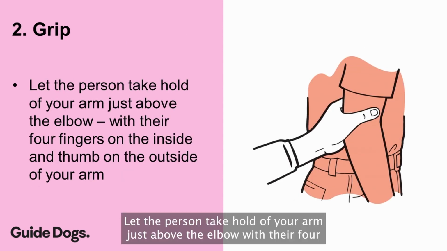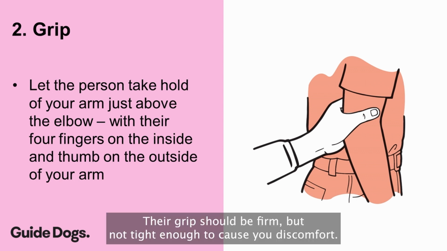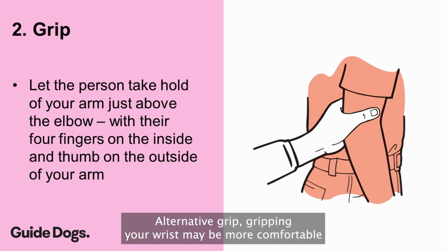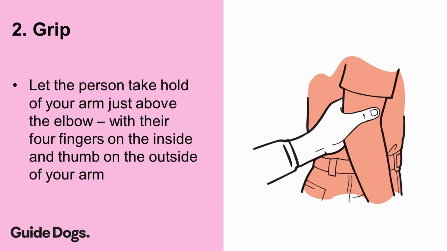Grip. Let the person take hold of your arm just above the elbow, with their 4 fingers on the inside and their thumb on the outside of your arm. Their grip should be firm but not tight enough to cause you discomfort. Alternative grip. Gripping your wrist may be more comfortable for a child or where there is a substantial height difference.